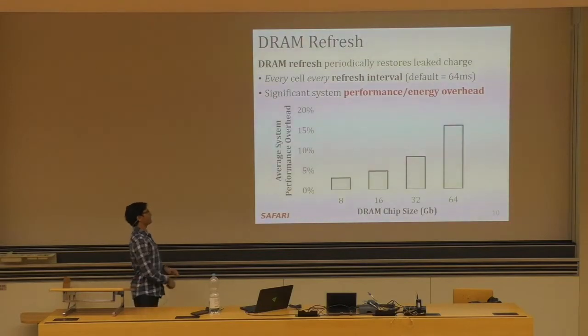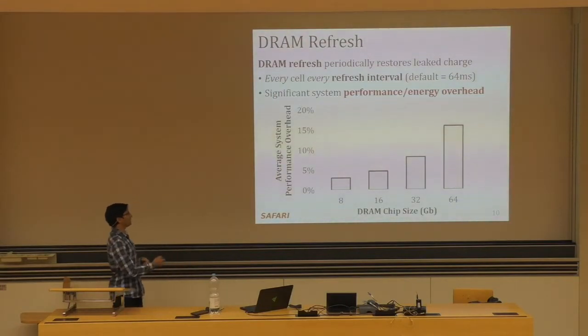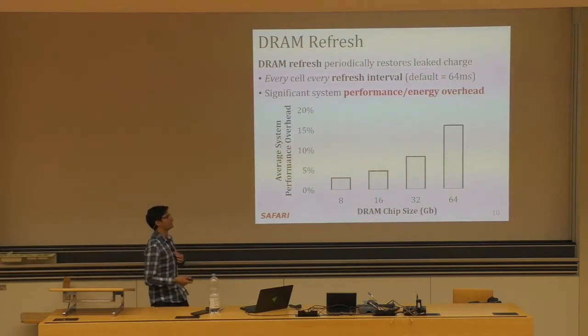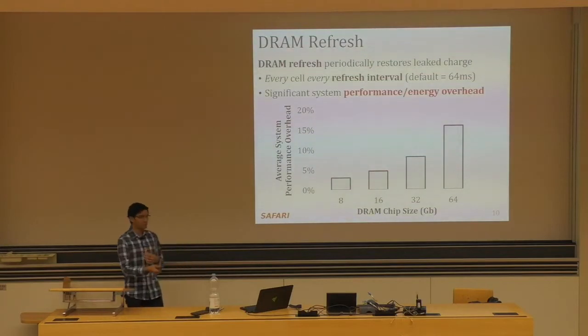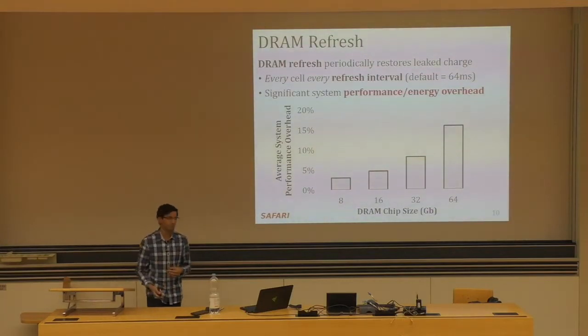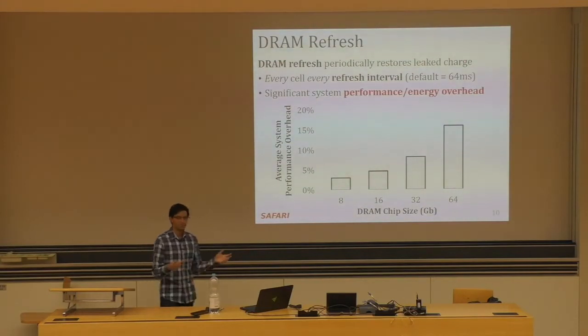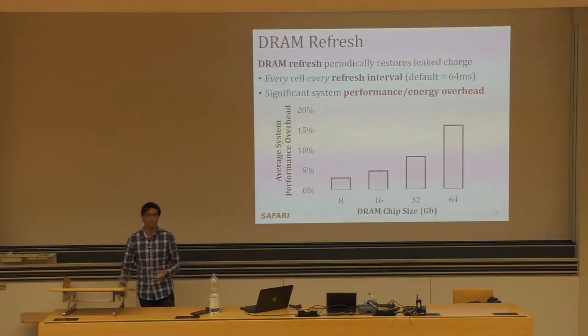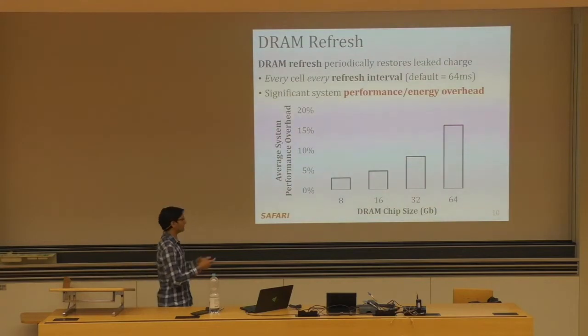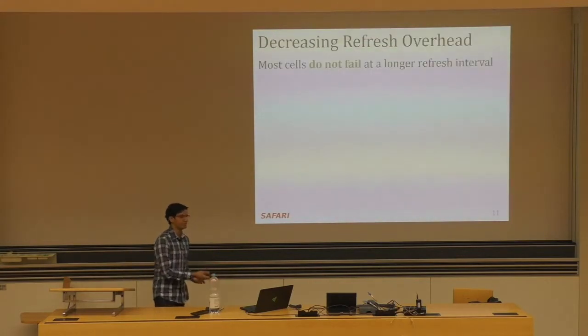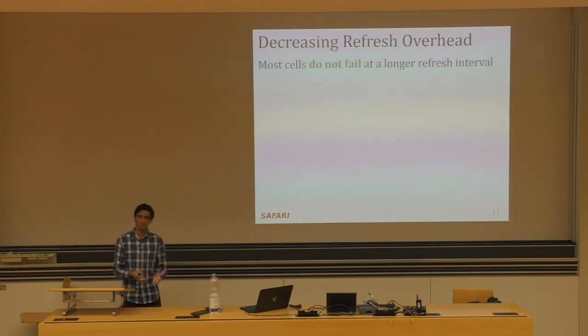Right, so here's some data taken from our evaluations. On the y-axis, we show the average system performance overhead, and on the x-axis, we show several different DRAM chip sizes. And we see that as the chip size increases, the performance overhead of refresh increases quite a bit. And it becomes extremely significant by the time we're on larger chip sizes, such that we expect today and moving in the near future. So what we want to do is somehow decrease this refresh overhead, right? And it turns out that we can actually do this.